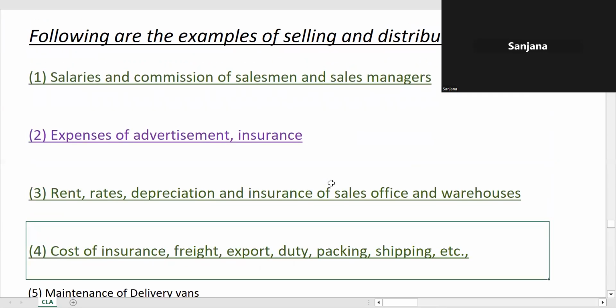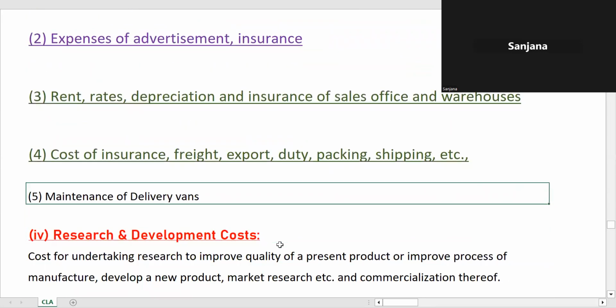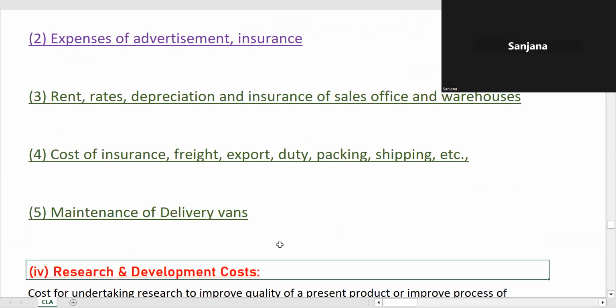Cost of insurance, freight, export duty, packing, shipping, etc. If you see, these all relate to dispatch of the products. So this freight is not to buy material, that will be material cost. This freight is to dispatch the final product to the customer. Then maintenance of delivery vans, obviously it will be a distribution expense. Fine. Last one, sorry, this is the last one.